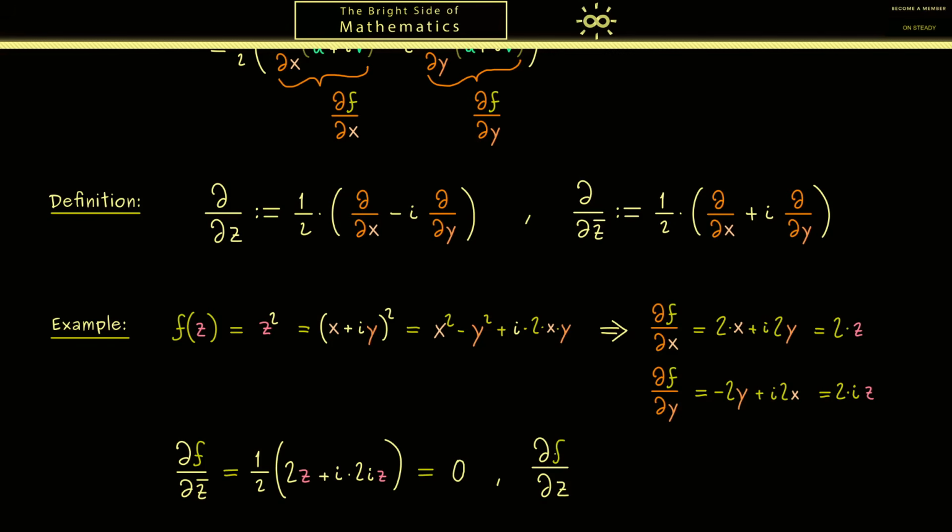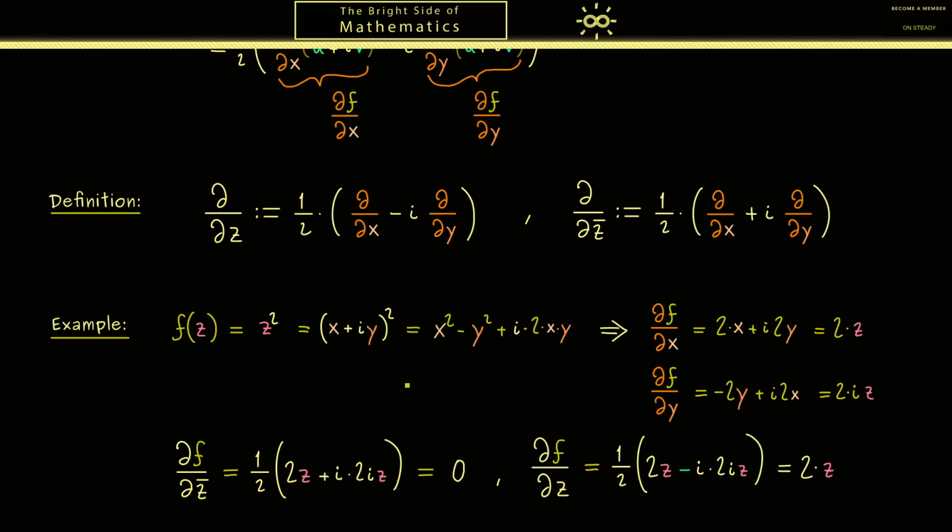Okay, then in the next step, it's not hard to calculate df dz. It's the same calculation as before, but now with a minus sign here. Therefore, in this case, in the parentheses, we have 2z plus 2z, and multiplying by 1/2 gives us back 2z. Also here, the result is not so surprising, because it should give us the complex derivative of f.